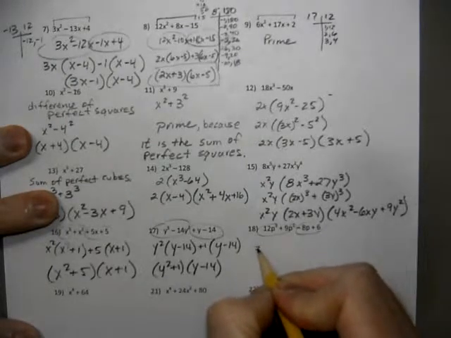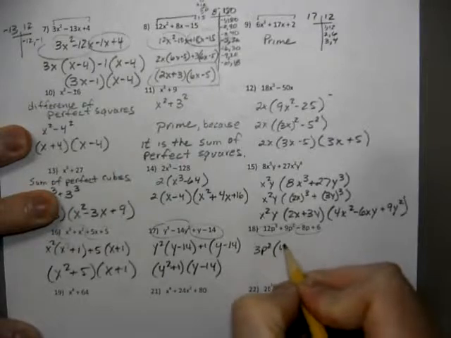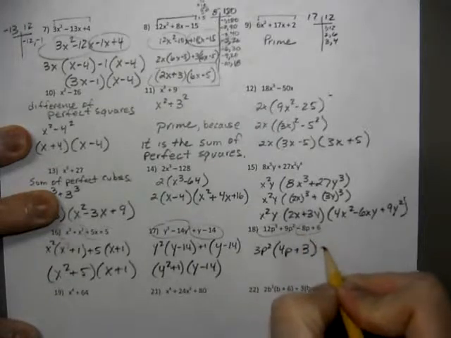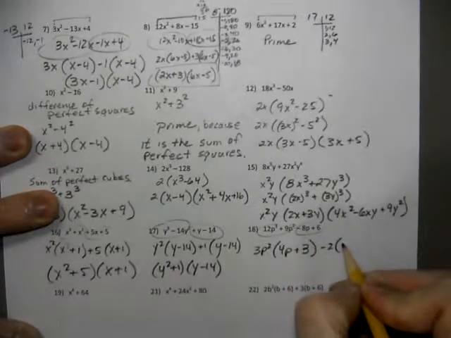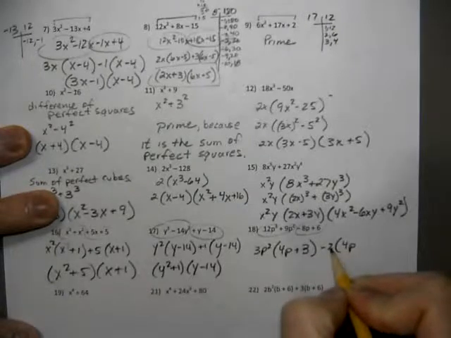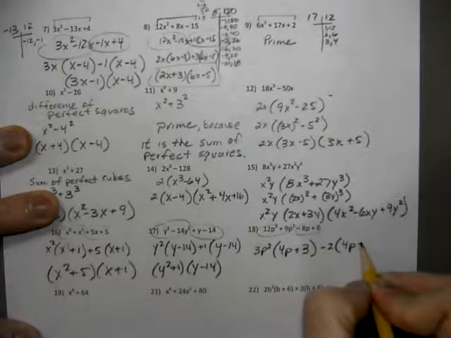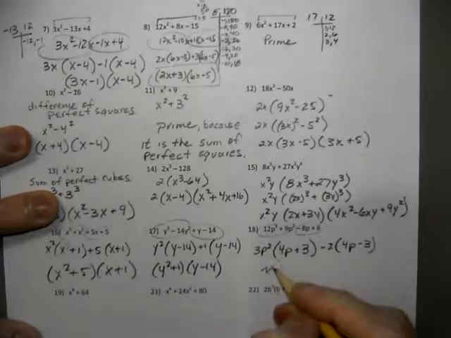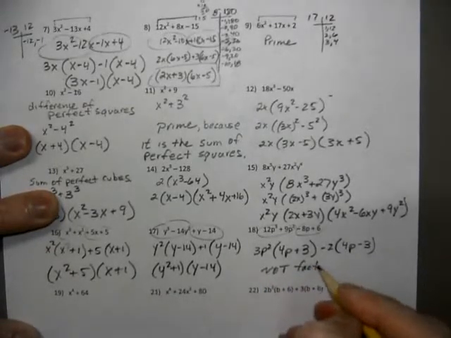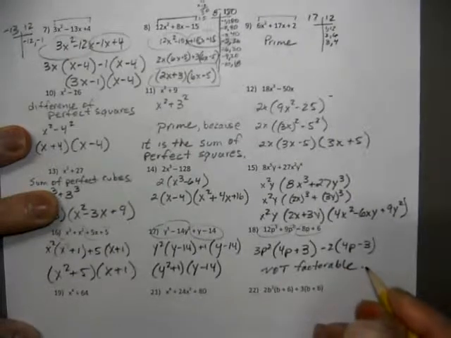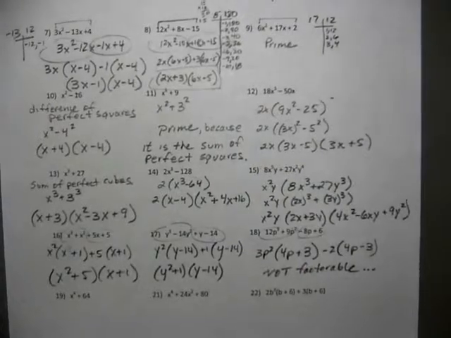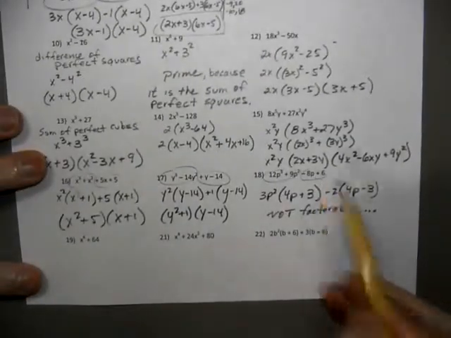Three goes into this 4 times. 2 goes into that. Oh, this looks like that would be a negative 3. Not factorable, because your parentheses are not exactly the same. If that was a different sign, it would have worked out great.